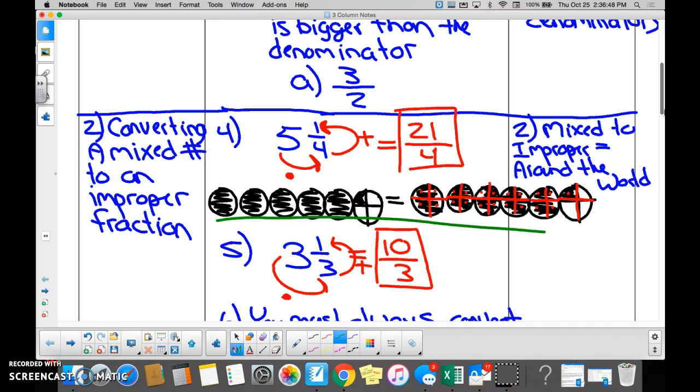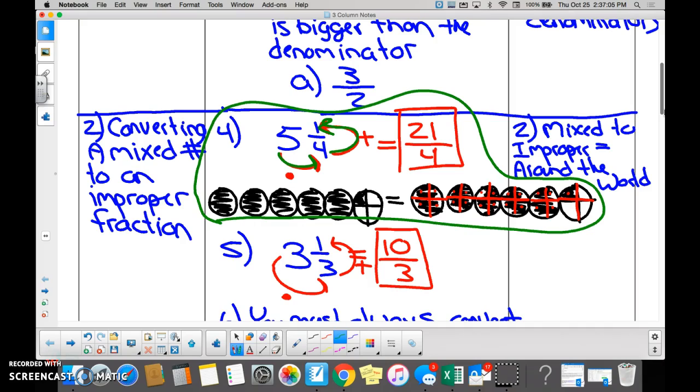Probably the most important part of our lesson was what Riley B told us. When we convert 5 and 1/4 to 21/4 by going around the world, we went 5 times 4, and then we added 1. That's how we always convert from a mixed number to an improper fraction. We got 21/4, all fine and dandy.